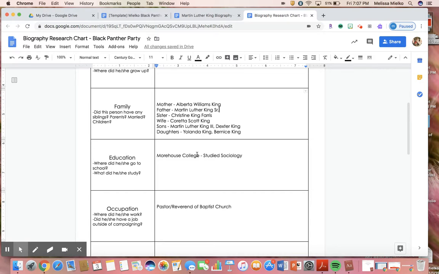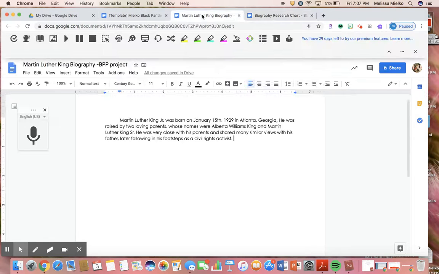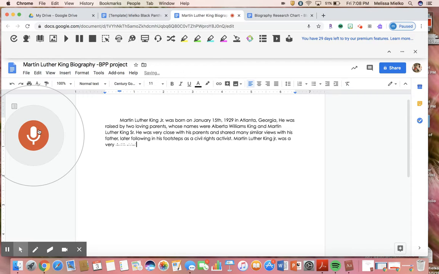So again, I got to add a little bit more detail. I'm not going to just list where he went to school. Now I'm going to put it into something like this. Martin Luther King Jr. was a very intelligent man, period. He studied sociology at Morehouse College, comma, and received his PhD, period.